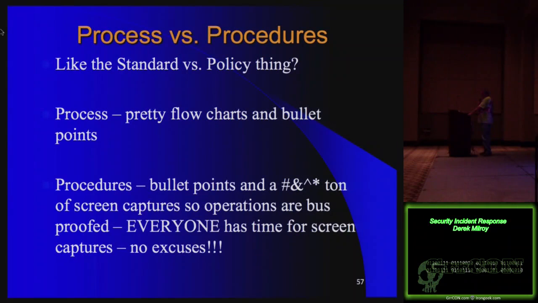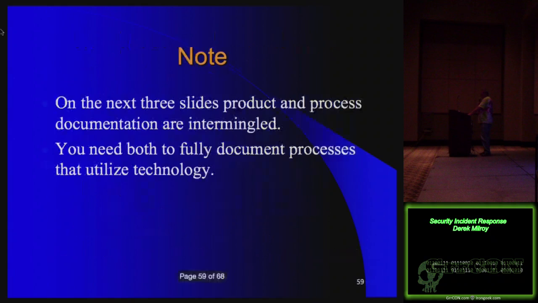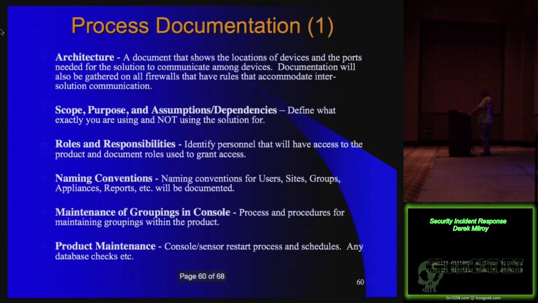So again, processes are flow charts and bullet points. Procedures are just a ton of screen prints with bullet points. We've already covered this one, installing a product versus implementing, right? Anybody can install a product. And this is just an example for process documentation. What I mean by it could be a little section of a bigger doc. Sometimes you'll have a separate doc for some of these things.